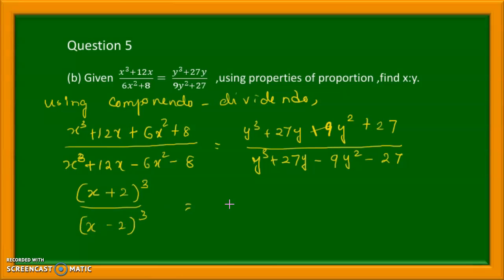The same on the other side, you will get cube root of 27, which is 3. So y plus 3 the whole cube in the numerator, and y minus 3 the whole cube in the denominator. Now taking the cube root on both sides, what you will get? x plus 2 divided by x minus 2 equal to y plus 3 divided by y minus 3.